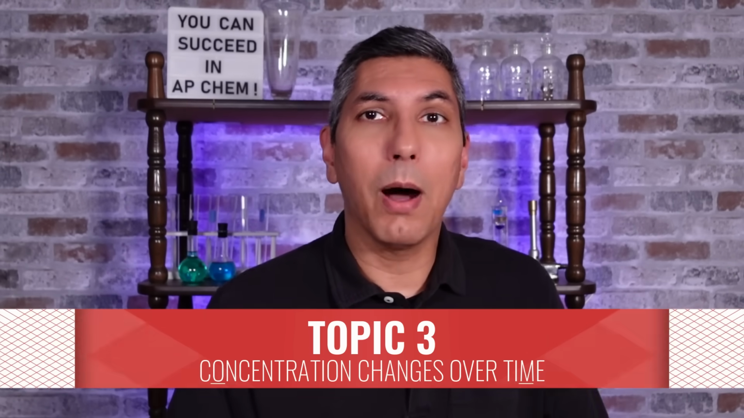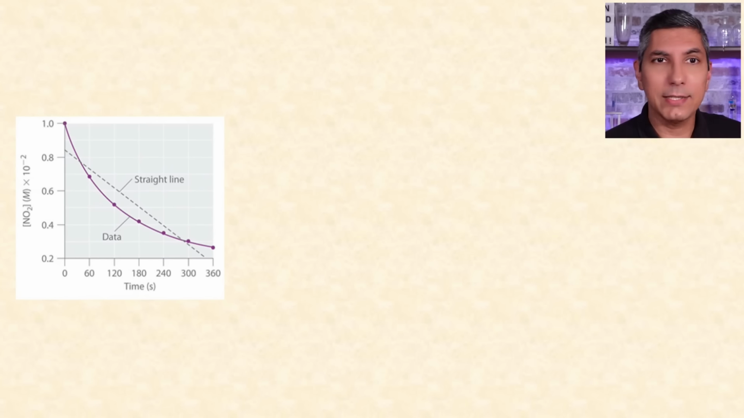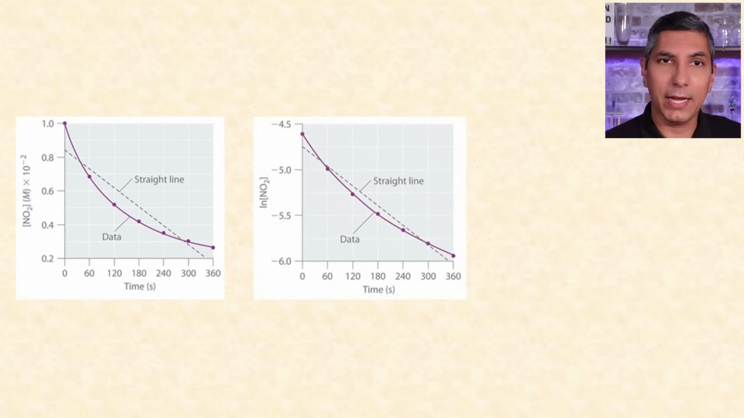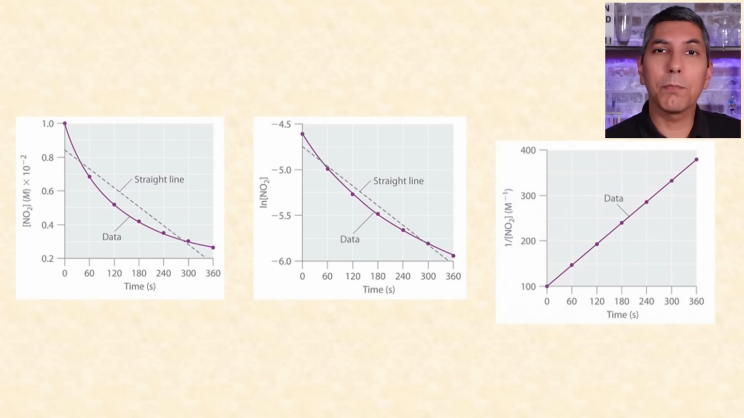We can also determine the order with respect to a reactant graphically. We do that by monitoring the concentration of the reactant as it decreases over time. Then make 3 graphs. One graph will be plotting time on the x-axis and the concentration of the reactant on the y-axis. Another graph will plot time on the x-axis and the natural logarithm of concentration on the y-axis. The last graph will plot time on the x and the reciprocal of concentration on the y-axis.